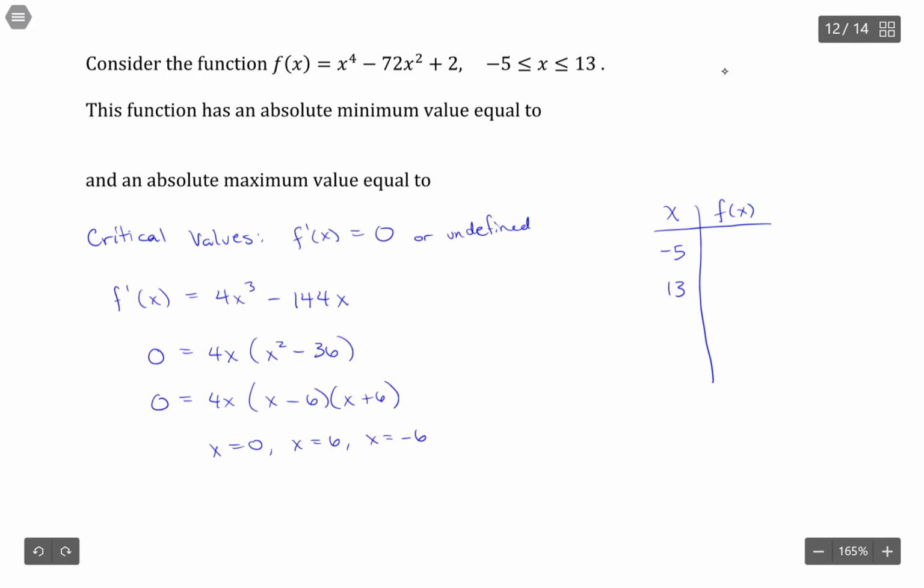And my interval, if you'll notice, only includes -5 to 13. So this value right here actually isn't on the interval. So we'll not worry about that one. So it's only 0 and 6 that we're concerned with.